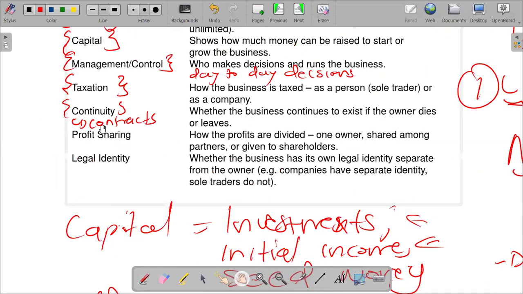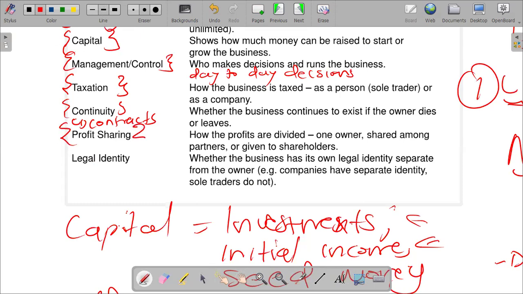So it's stipulated again in the contract whether, if one member decides to leave or is deceased, the business will continue. As it says here, whether the business continues to exist if the owner dies or leaves. That will also be stipulated in the contract. All right, so let's move along again. Profit sharing.